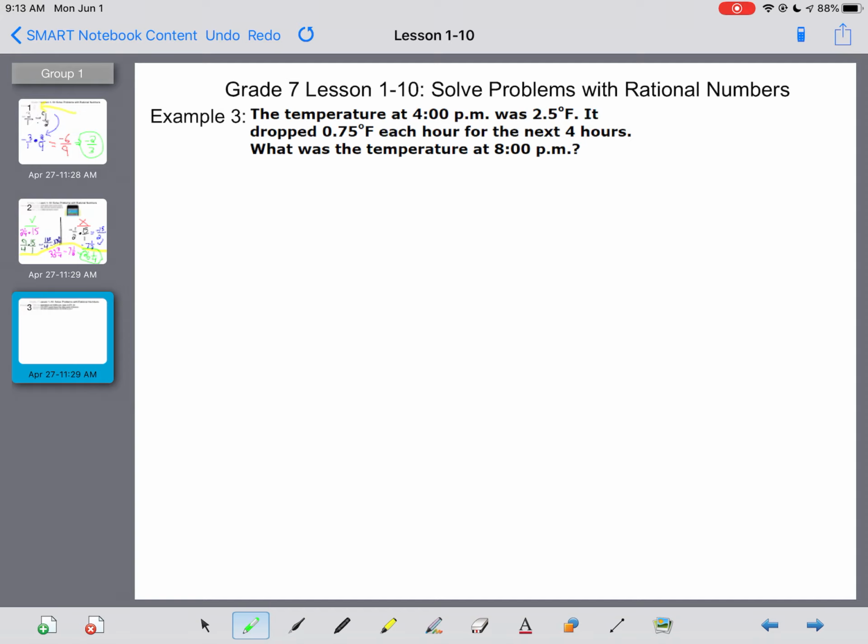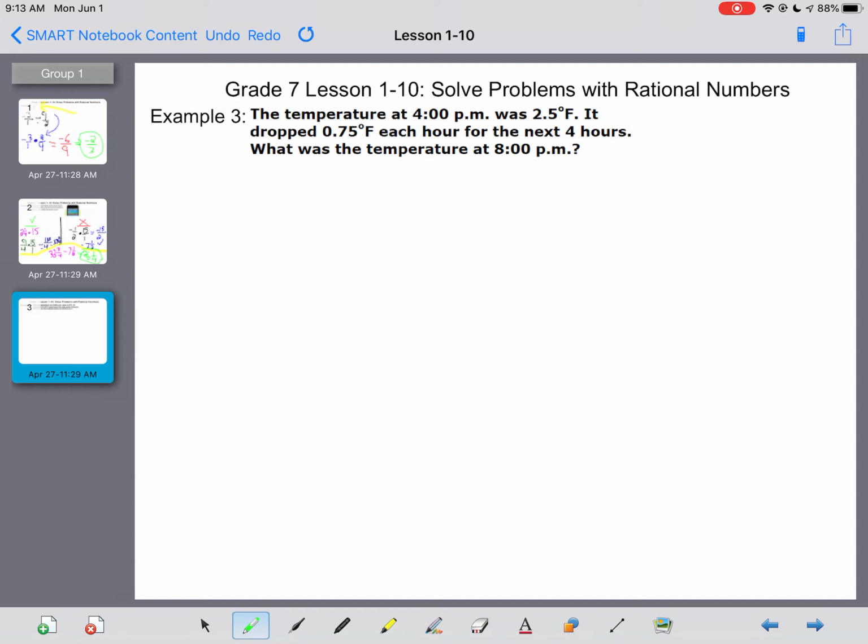So we could either make that into a fraction, or we could just write it as, by the way, if it's dropping, the keyword is drop, that's a negative number because it's going down. So I like to put a negative 0.75 because it's dropping. That means it's getting colder. So negative 0.75 over 1, and it's going down for the next 4 hours. So I know the temperature is decreasing for the next 4 hours.